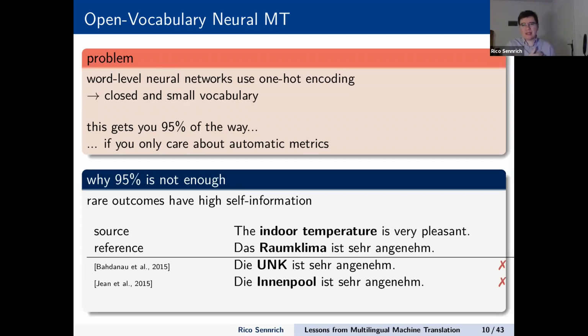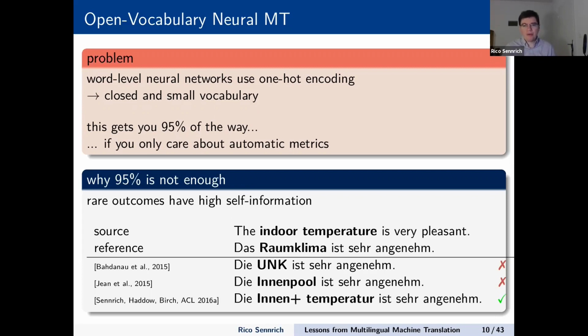There were some previous attempts of just using some kind of backoff mechanism. This wasn't very robust because it depended on alignment. It assumed having a one-to-one correspondence, which we don't have here. And what we found actually is that splitting these rare words up into subword units was doing a good job at allowing the model to learn the translation.